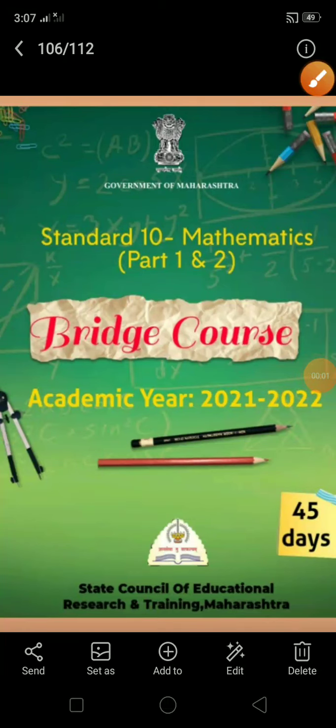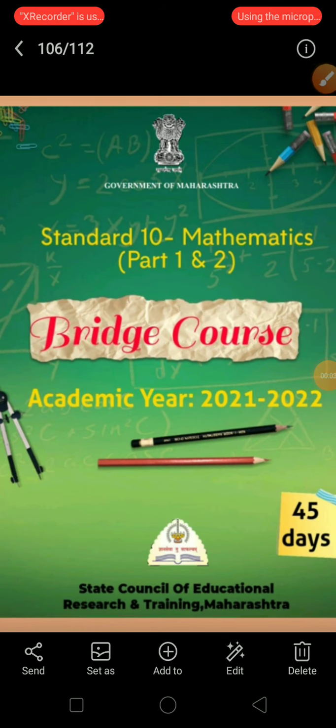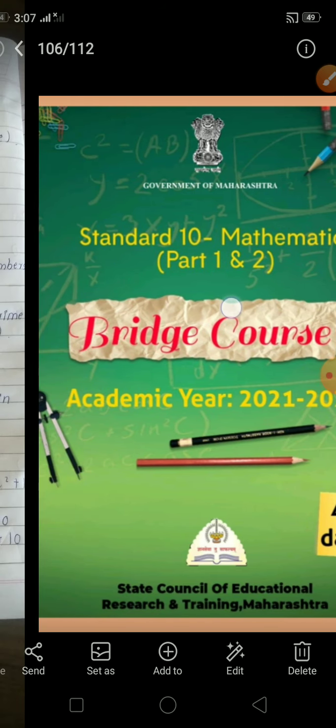Hello students, now we have studied the standard 10th mathematics part 1 and part 2, the academic year 2021-2022, the bridge course given by the SCERT, the course having 45 days. After 15 days they have one test, after 30 days they have a second test, and after 45 days they have the last final test.